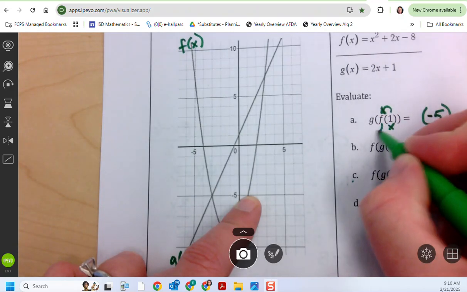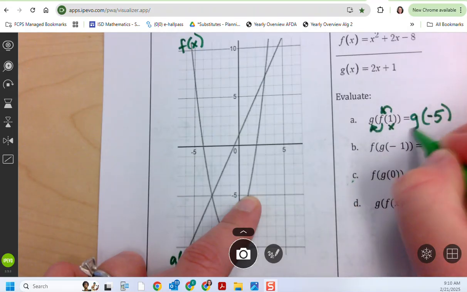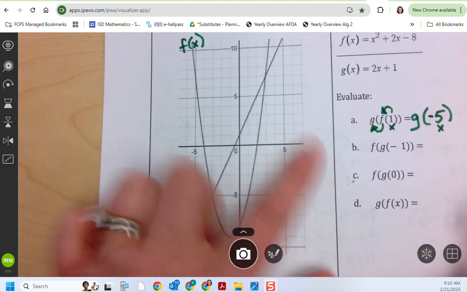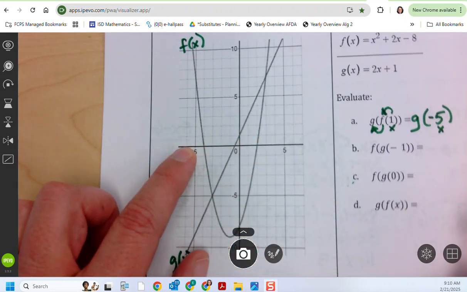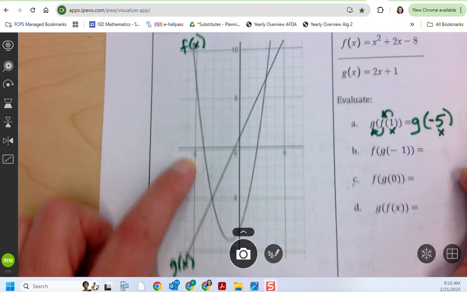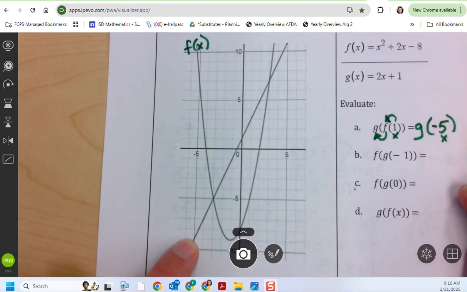Then I have to put that answer into function g. So now my x is negative 5. So I go back to where x is negative 5. And I have to go to function g, which is the line. So I go all the way down to the line, and what's my y value there? Does it look like negative 9 to you guys? Okay.